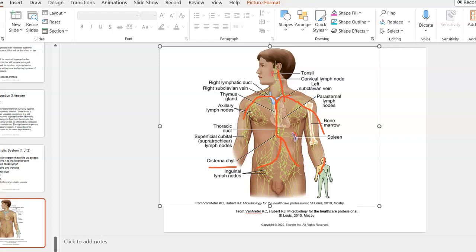Spleen helps with the processing of white blood cells, breaking down red as well as white blood cells. Bone marrow is important with lymphatic system because it creates white as well as red blood cells. Thymus gland is where T cells mature.